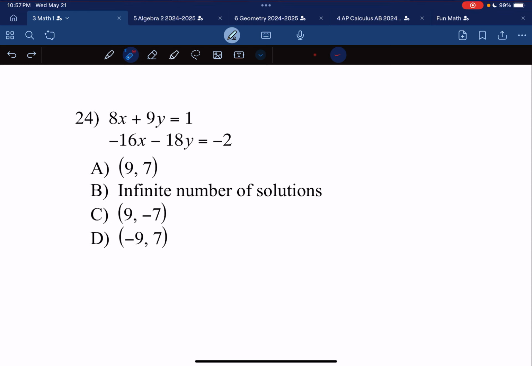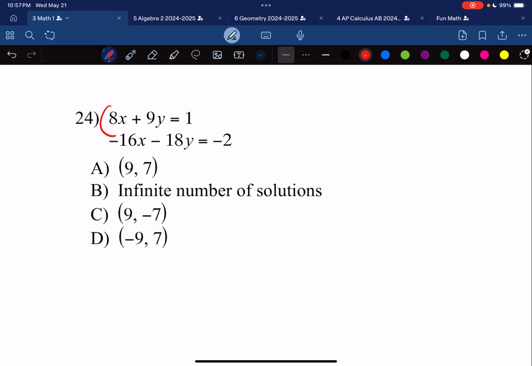Number 24. This one is interesting because I can't just add them together. If I add them together, these two are not opposites and these two are not opposites. But I can multiply the entire top equation by some constant. In this case, let's try to get rid of these x's. These x's I want to eliminate. Well, I need to have a negative 16 and a positive 16. Can I do something to that 8 to make a positive 16? Yes, I can multiply by 2.